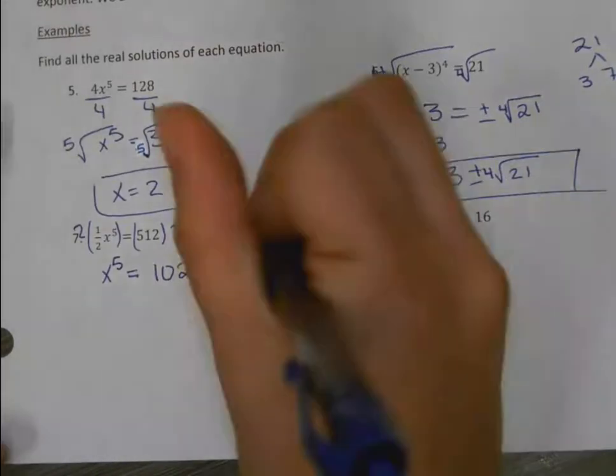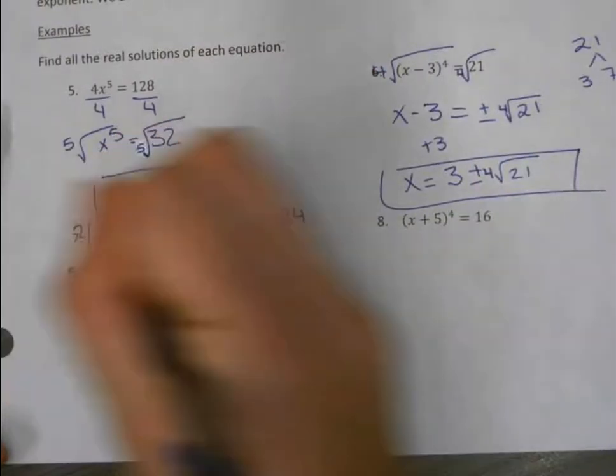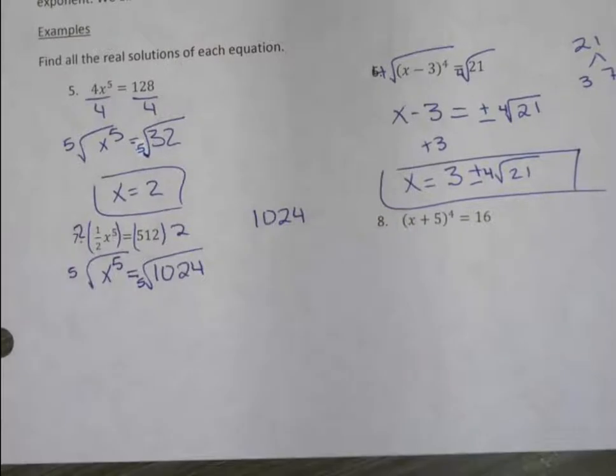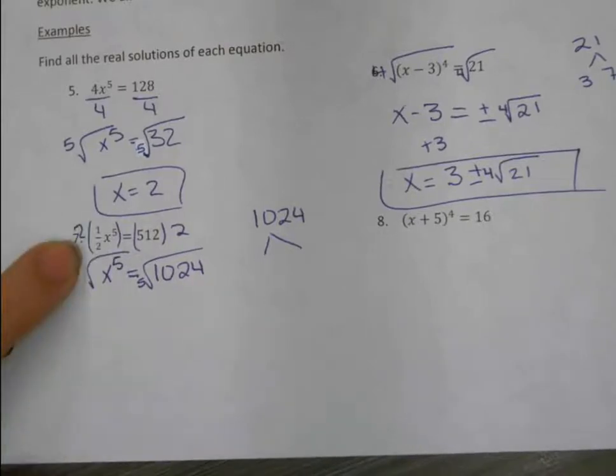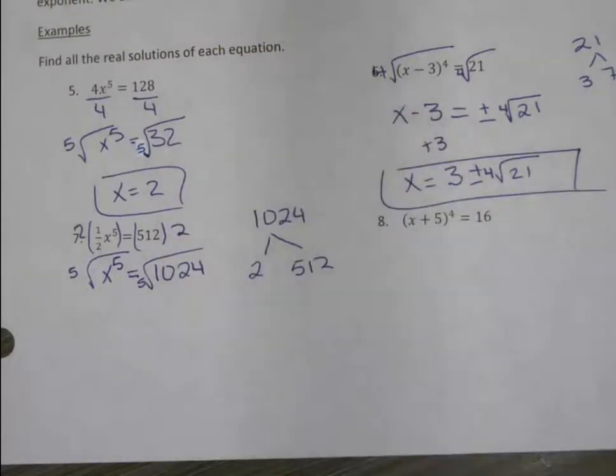Okay, so I want to find the 5th root of this. So I need to find out what number goes into 1024 5 times. I'm going to do my factor tree. What numbers go into 1024? Let's do 2 and 512, because I just multiplied those, so I know it works.